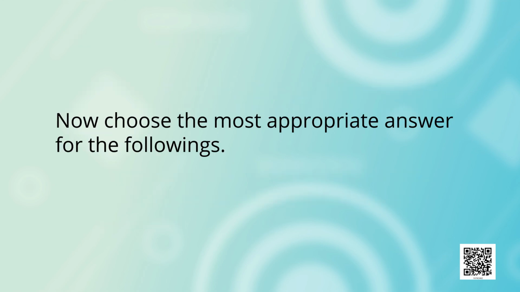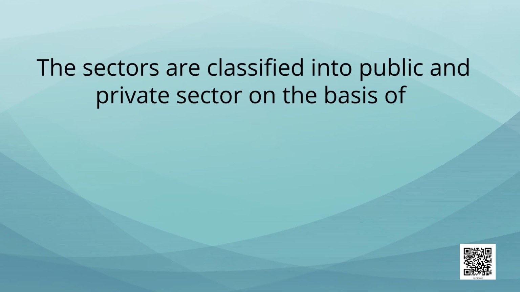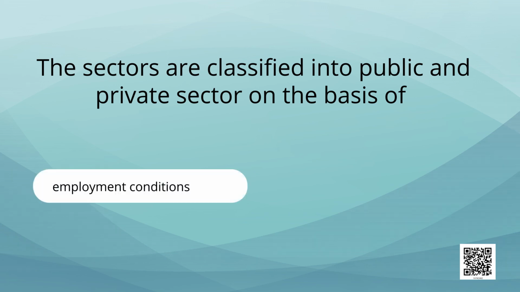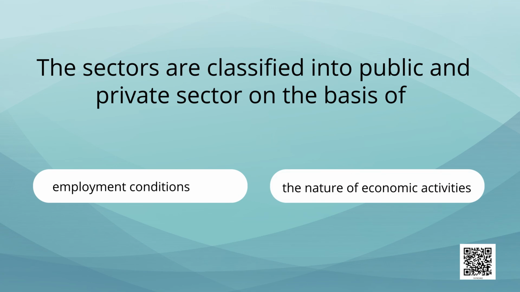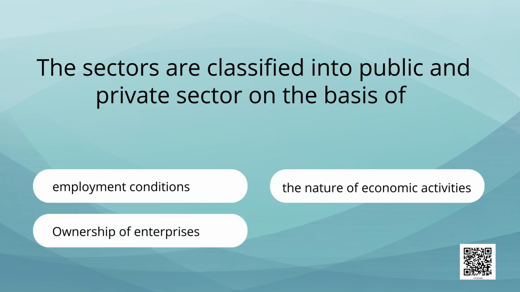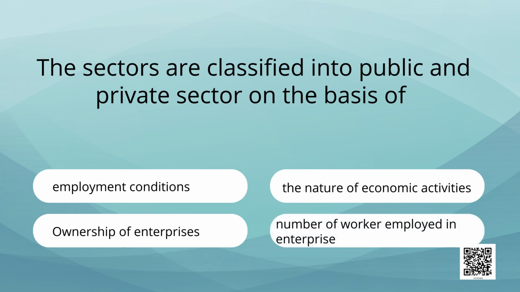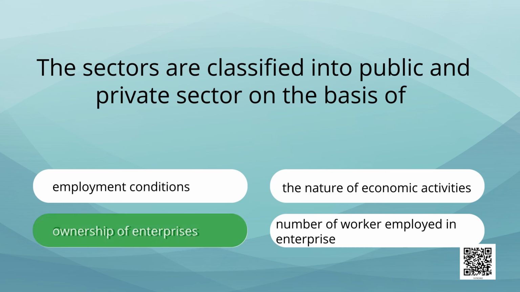Now choose the most appropriate answer. The sectors are classified into public and private sector on the basis of, your options are, number 1, employment conditions, number 2, the nature of economic activity, number 3, ownership of enterprises, and number 4, number of workers employed in the enterprise. Take your time, think. Correct. Third is correct. Ownership of enterprises. The sectors are classified into public and private sector on the basis of ownership of enterprises.